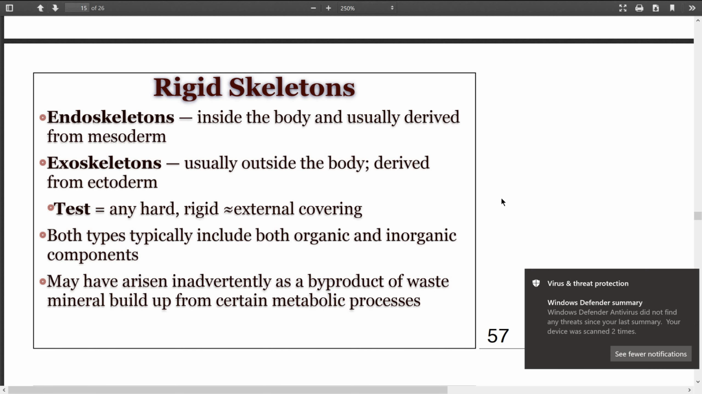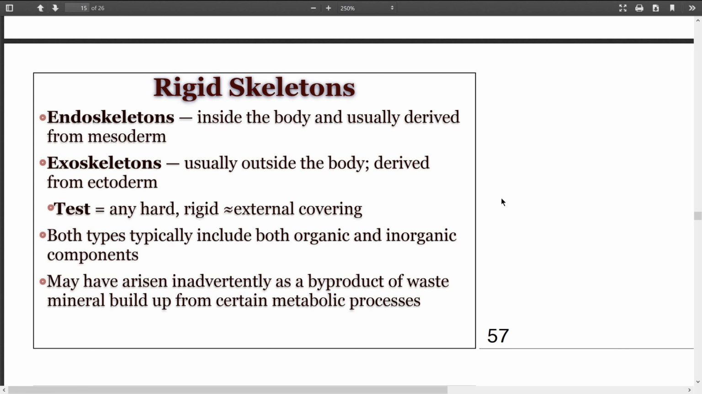And then just one other term that we've already seen in lab, but you should just be generally familiar with, is the term test. A test is any hard, rigid skeleton, usually a single piece, and usually more or less external. There's a little squiggle here, because they're not always, strictly speaking, external. So, for example, you looked at the radiolarians in lab last week, or a week before, and they have a test. We call that a test, even though technically it's underneath the plasma membrane. So it would count as an endoskeleton, but it's close to the surface, and so it's almost external.